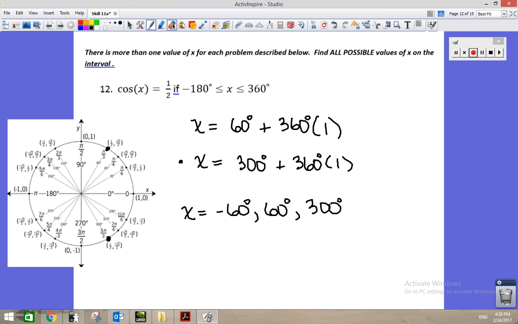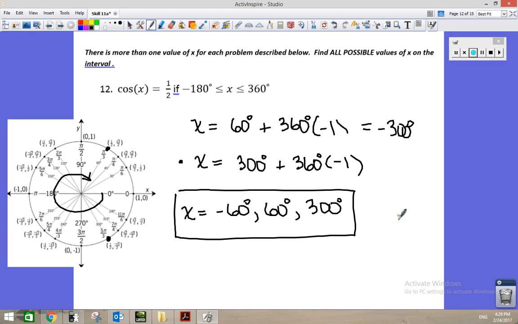Because remember, when I did it with negative 1, this guy has to go around here and end up there, that's going to be too small of an angle. This is negative 300, and negative 300 is smaller than negative 180. It's not in that range. So it's only these three angle measures. Of the infinitely many angles that satisfy this equation, there are only three angles that are between negative 180 and positive 360 that satisfy that equation.